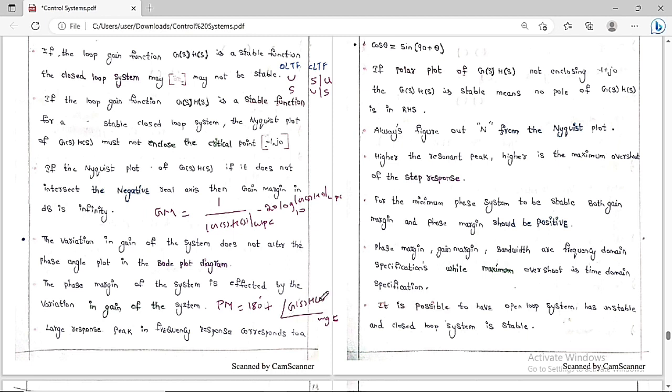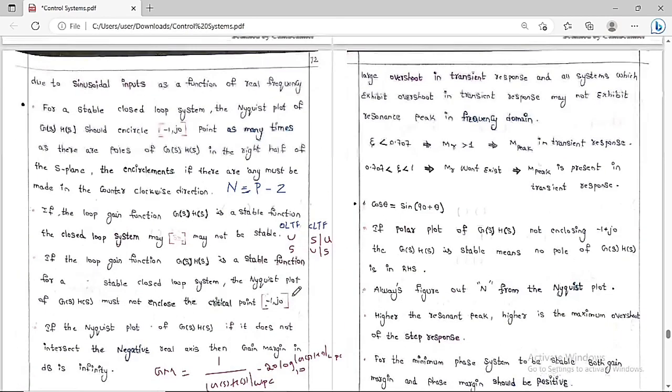The next point is: a large resonant peak in the frequency response corresponds to a large overshoot in the transient response. And all systems which exhibit overshoot in the transient response may not exhibit a resonant peak in the frequency domain.